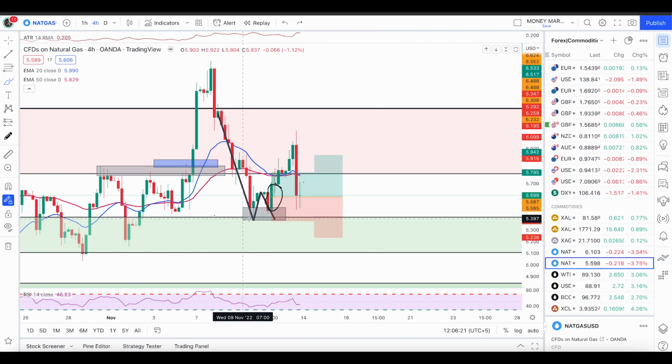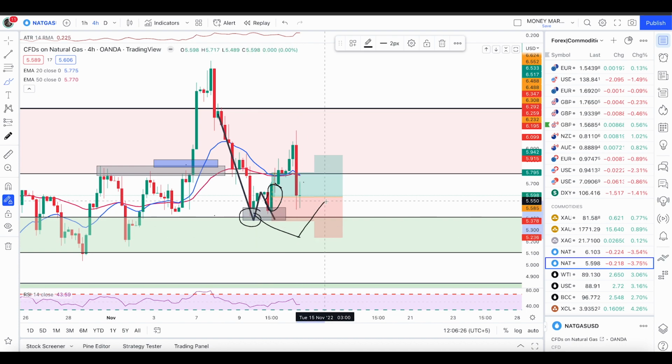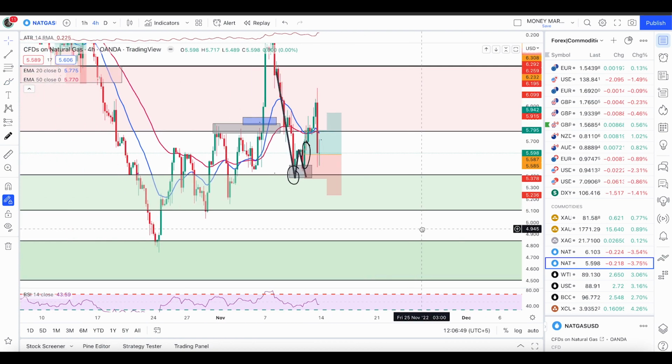And to take sell bearish trades, once we have a complete break and close below this low, then we can take our trend continuation trades until we hit this lower level of support. So that is it for NatGas, guys. I hope you got some value out of it.